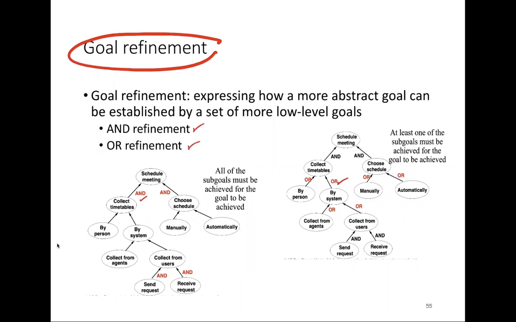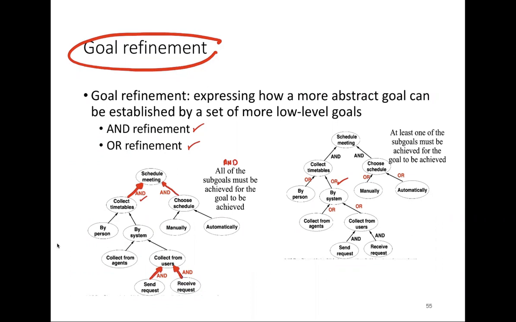What is a goal refinement? It's a way of expressing how a more abstract goal can be established by a set of other lower-level goals. When we use the and refinement, that means all of the sub-goals must be achieved in order for the upper goal to be satisfied or achieved. So here, to collect timetables and to choose schedule, to send request and to receive request.